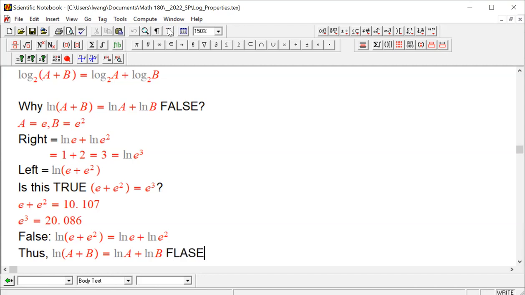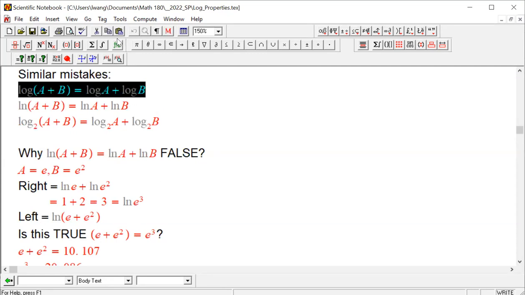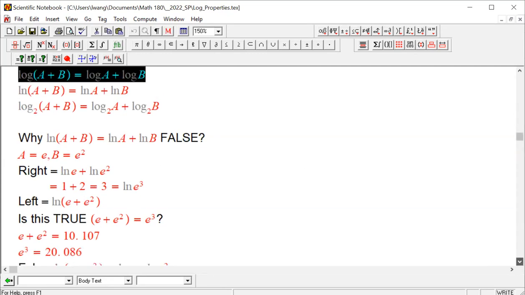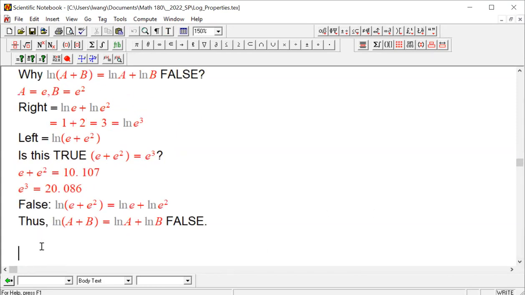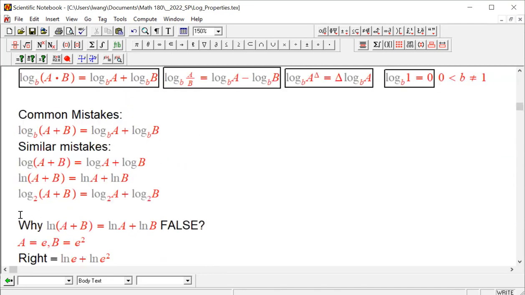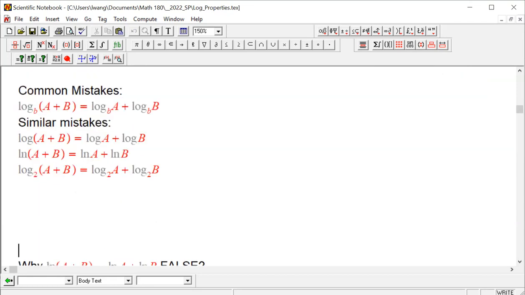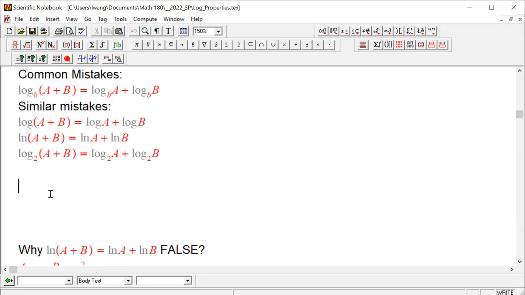You can also make up your own examples, because these properties can be very confusing if you haven't studied them for a while. Sometimes it just feels very intuitive to do it, but in fact it's actually false. So let's look at another example, which is for the common log. Common log is not very often used, as a matter of fact, but because of its simplicity, we're going to give you some examples to show you why this is false.